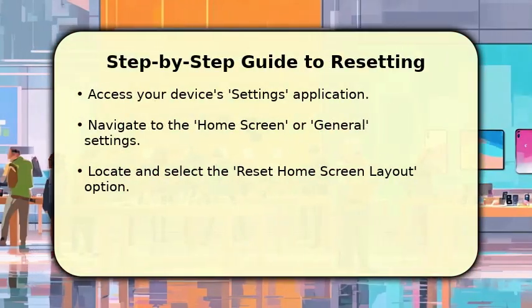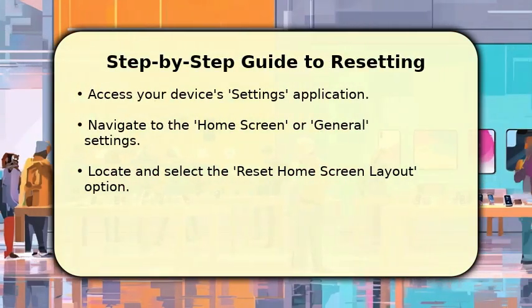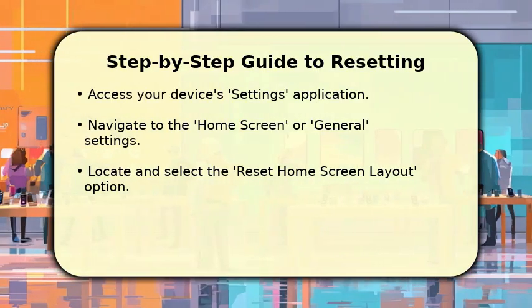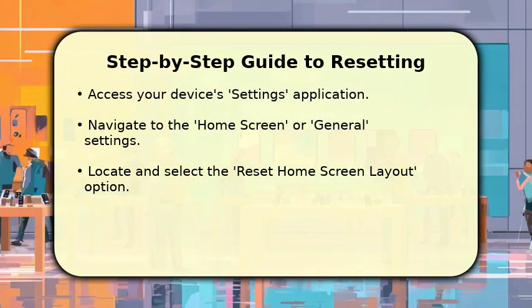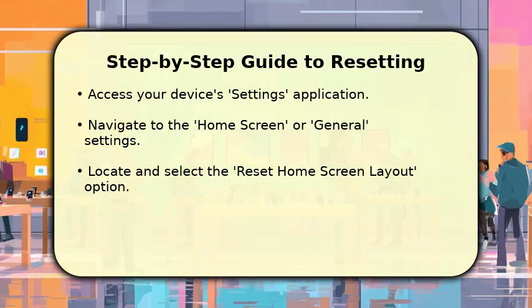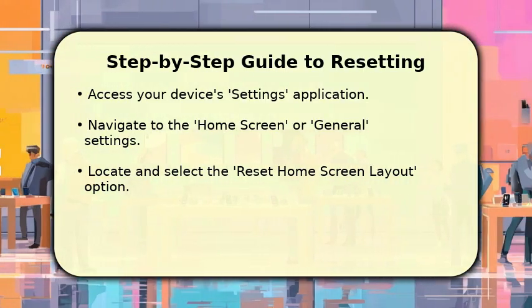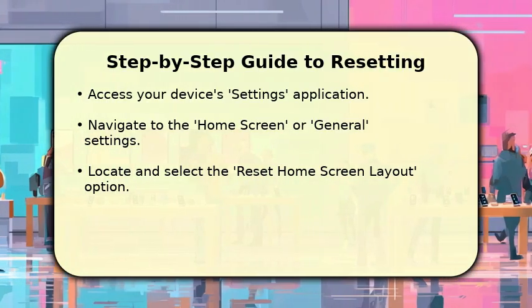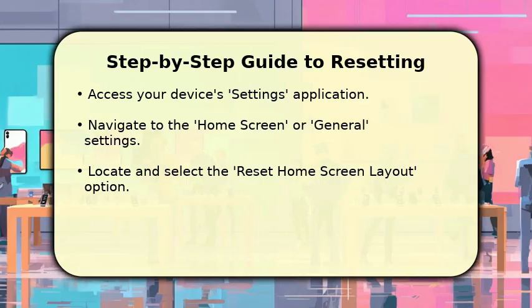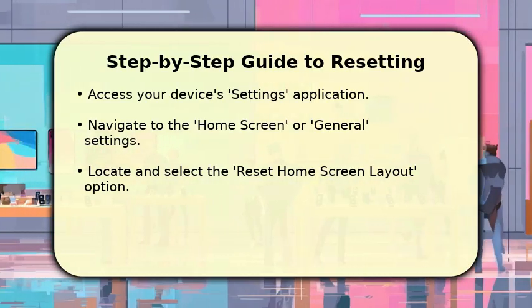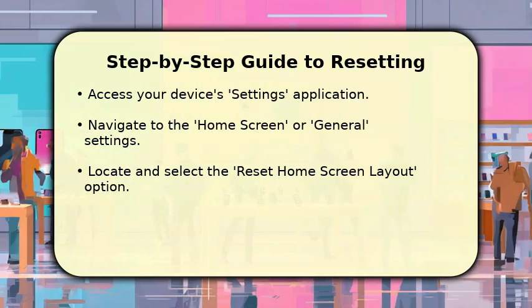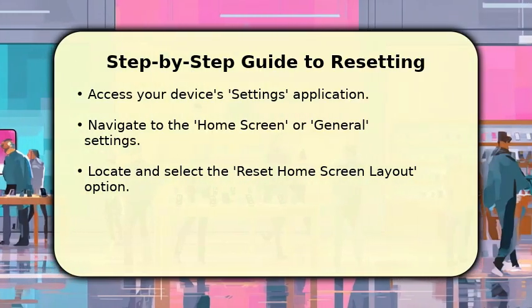Resetting your home screen is usually a straightforward process, regardless of your device. First, you'll want to open your device's settings application. From there, navigate to the section related to home screen, display, or general settings. Look for an option that mentions Reset Home Screen Layout or Reset to Default. Once you find it, simply tap to confirm. Don't worry, this action typically only rearranges your icons. It doesn't delete your applications or data. It's a quick way to refresh your view.